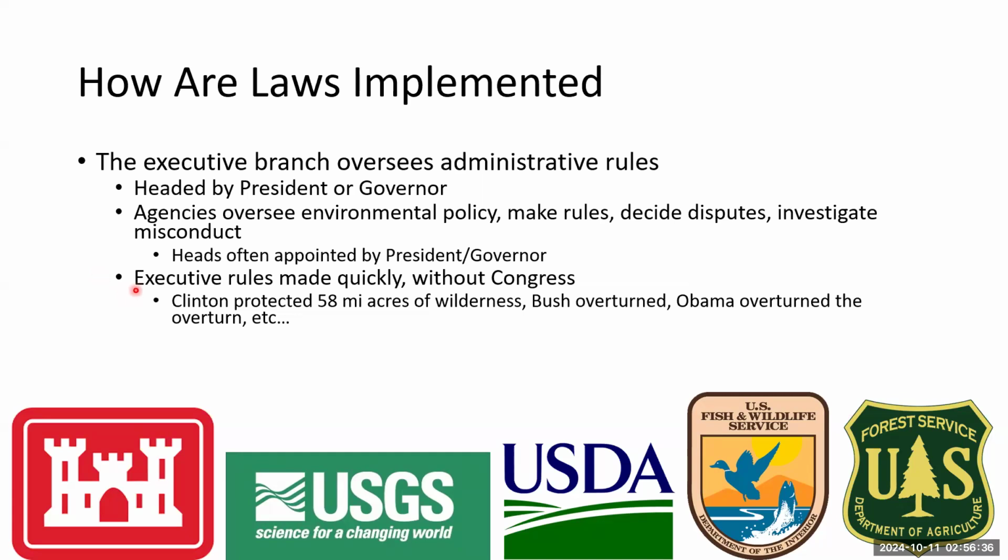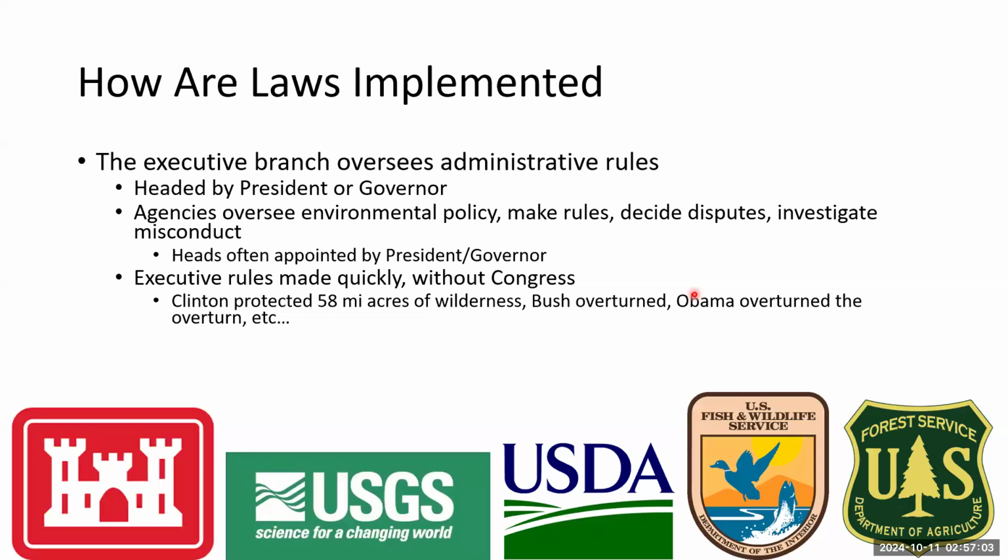So just as an example, Clinton passed an executive rule that protected 58 million acres of wilderness. And then Bush came along and issued an executive rule that overturned Clinton's executive rule. And then Obama came along and issued an executive rule that overturned Bush's executive rule, which had overturned Clinton's, which basically reestablished Clinton's, right? So it'll go back and forth like that.